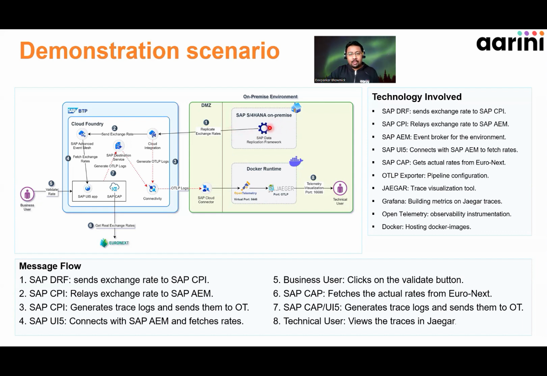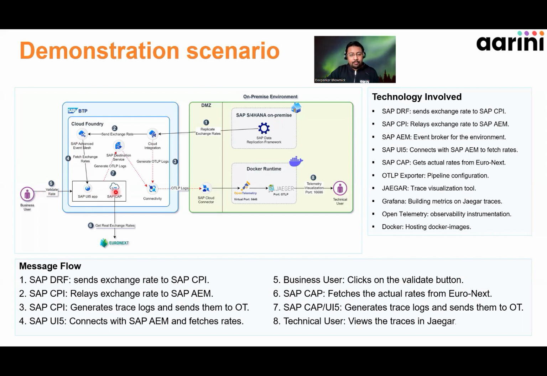In this demo, I have used the data replication framework to distribute the exchange rate from SAP S4 on-prem to Advanced Event Mesh via cloud integration. Once the exchange rate has arrived in the Advanced Event Mesh queues, I have created a full stack app wherein I'm reading the message from those queues. Once I present the message I've read from the queue, the business user can validate whether that exchange rate is right or wrong.